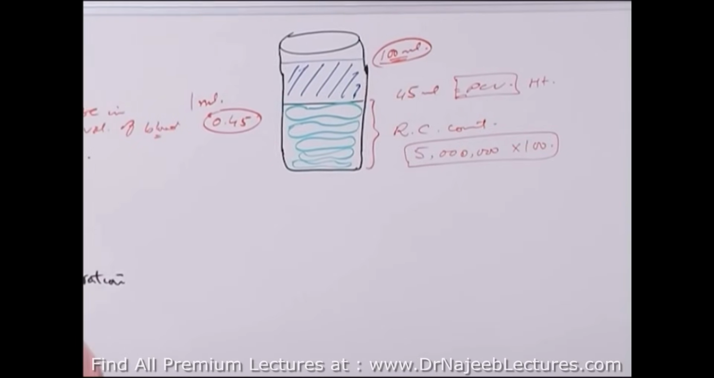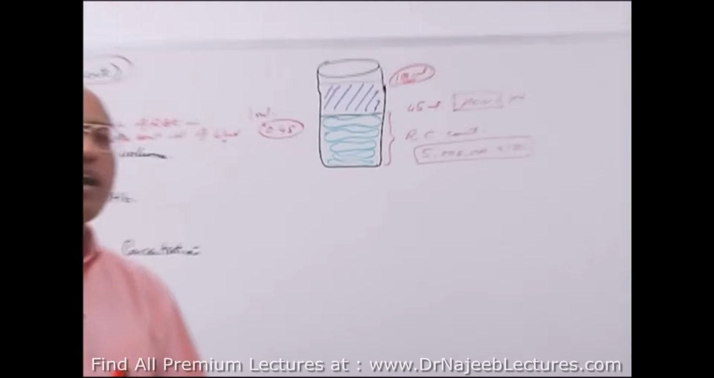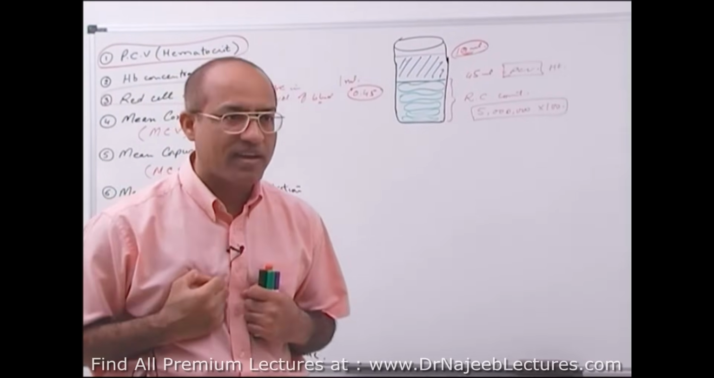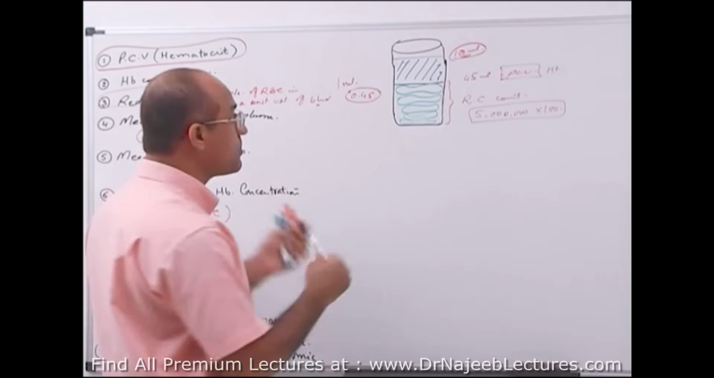Why is it so important to understand? Listen carefully. Sometimes what happens? A person has very low packed cell volume. Suppose someone is severely anemic, his packed cell volume may be very low.